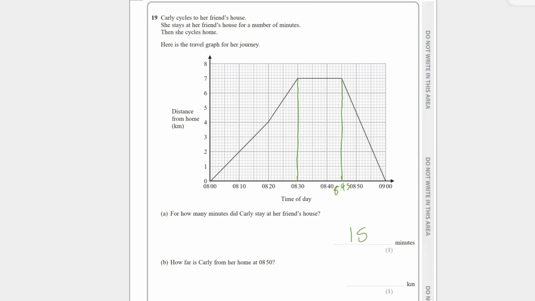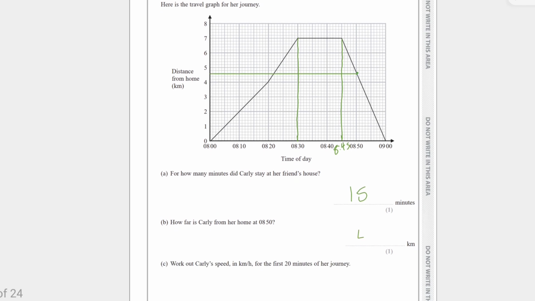How far is Carly from her home at 8:50? So this is 8:50 right here. So that point over there is going to be 4.5 kilometers. So she was 4.5 kilometers from her home.